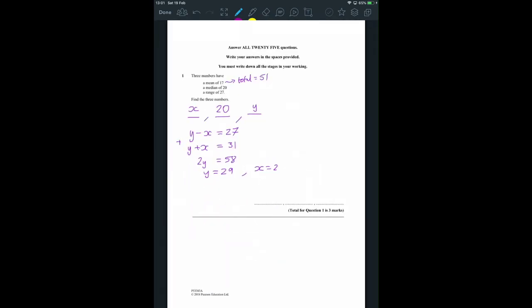We wanted to find the 3 numbers. Let's put them on the answer line. Double checking before I go. If I do add those up and divide by 3, I do get 17. The middle number is 20 and the range is 27.